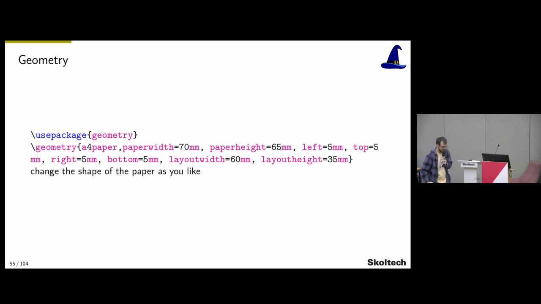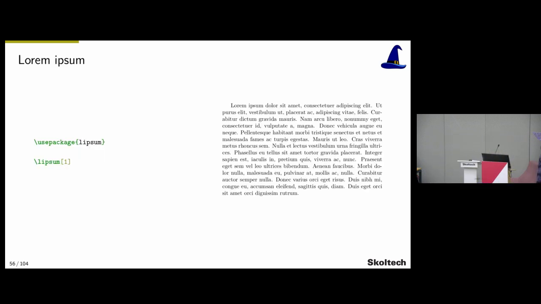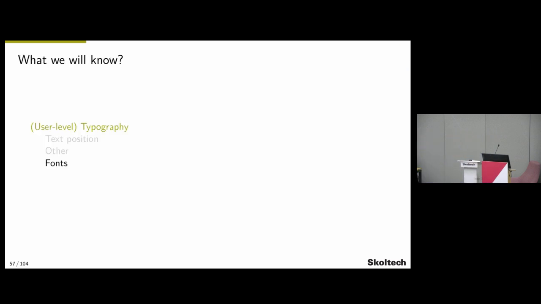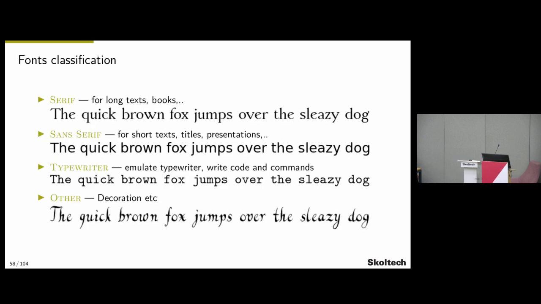You can use the geometry package, again, magic, you don't think about it. If you're too lazy and you just want to add typography, check typography, you can use the Prism package. And you can use fonts. Well, this will be the only meaningful part of this whole presentation.